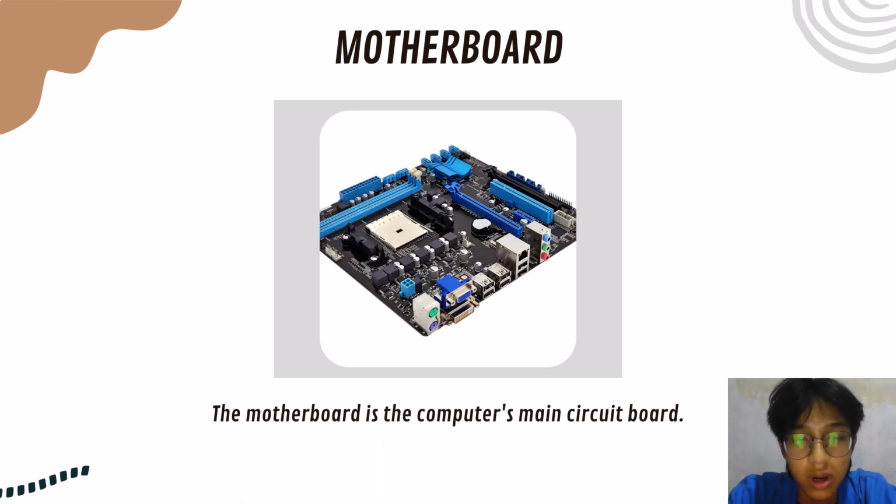Motherboard. The motherboard is the computer's main circuit board. It's a thin plate that holds the CPU, memory, connectors for the hard drive and optical drive, expansion cards to control the video and audio, and connections to your computer's ports. The motherboard connects directly or indirectly to every part of the computer.